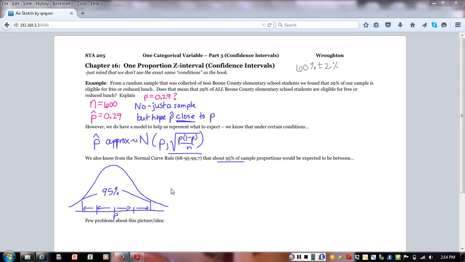Mathematically, I'm going to label these two spots as A and B real quick. How we would find A is we would take p minus 2 of our standard deviations. So I would subtract the square root of p times 1 minus p over n, 2 times, to get that point. And to find point B, I'm doing the same thing, except I'm adding 2 standard deviations. So 95% of the time, p hat would be expected to be between those two numbers.